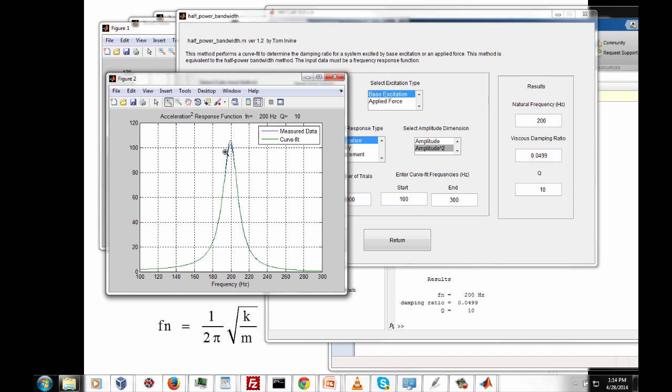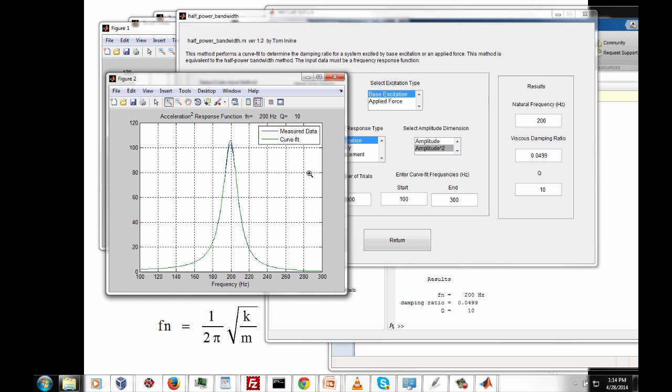Now, if you repeat this exercise and you get 9.8 or 10.2 for your Q value, don't worry. We don't want to really agonize too much over this. But we did get a good curve fit here, so now we have even more confidence in our estimate of what the natural frequency and Q value are.